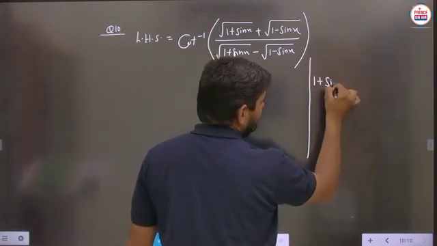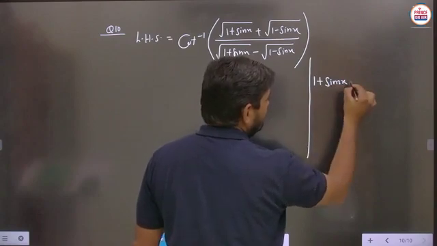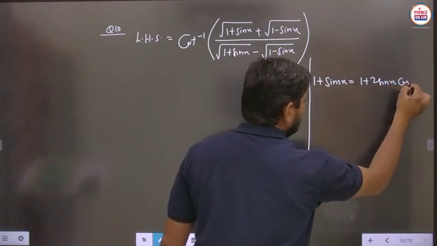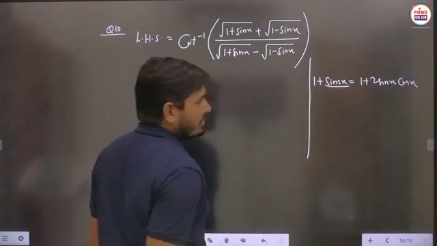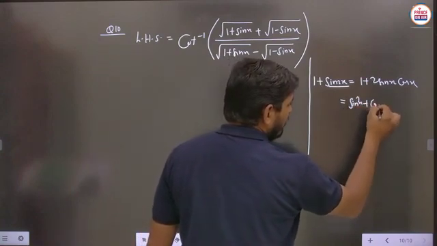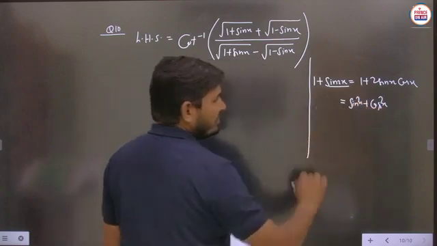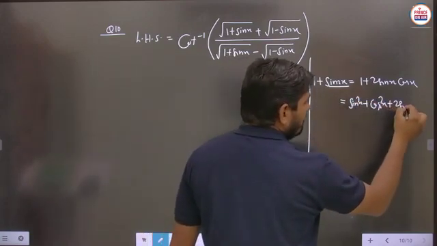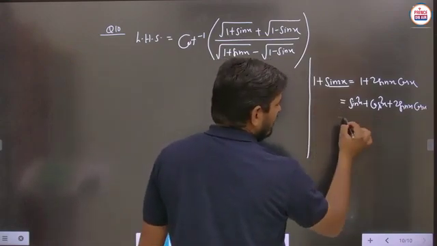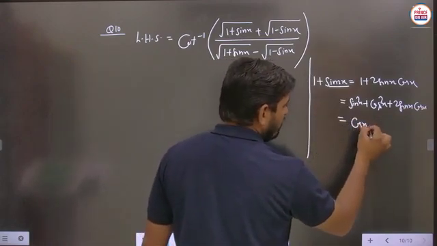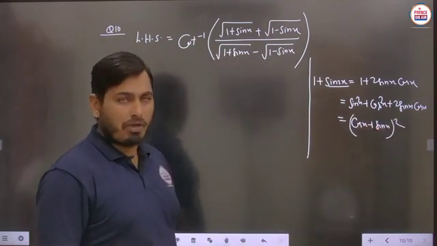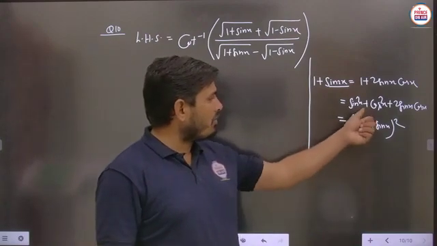1 plus sin 2x. 1 plus sin 2x can be written like this, 1 plus 2 sin x cos x, because sin 2x has the formula 2 sin x cos x. Now 1 can be written as sin square x plus cos square x, and here we write the same 2 sin x cos x. So finally this whole part becomes cos x plus sin x whole square, because a plus b whole square is a square plus b square plus 2ab.